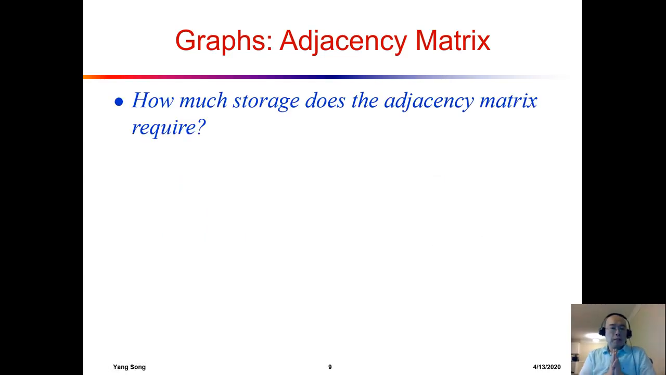So the next question is, how much storage does the adjacency matrix require? That is an n by n matrix, right? And what is the n? The n is how many vertices we have. So the adjacency matrix will take O(V squared) storage memory.